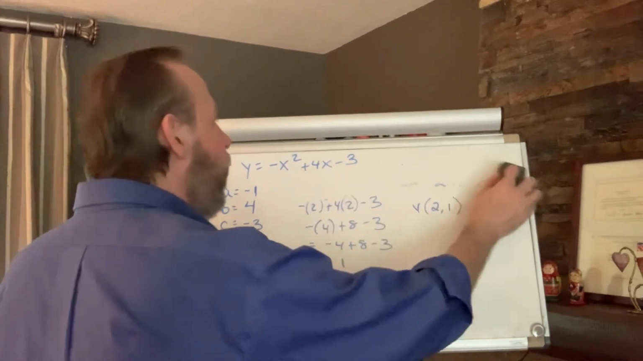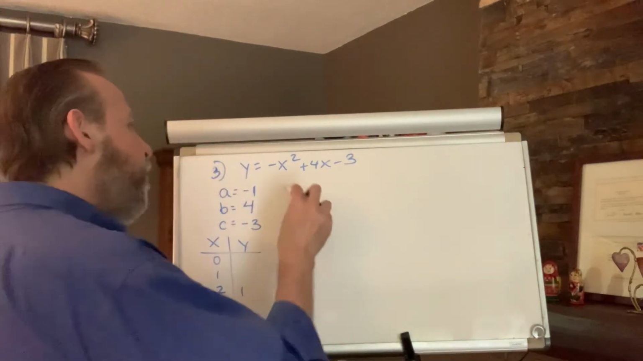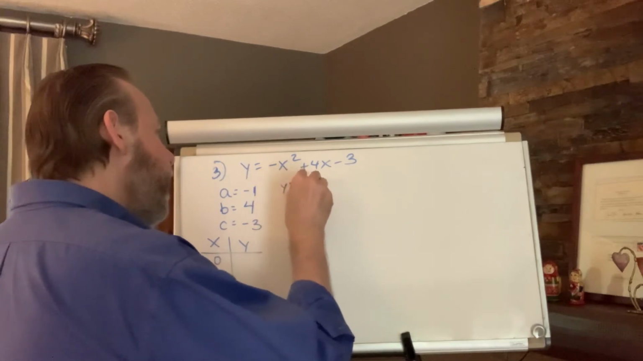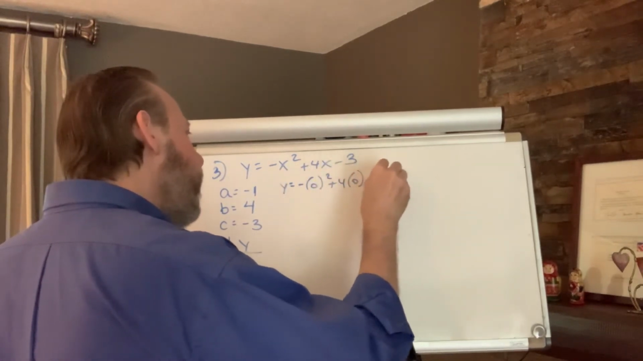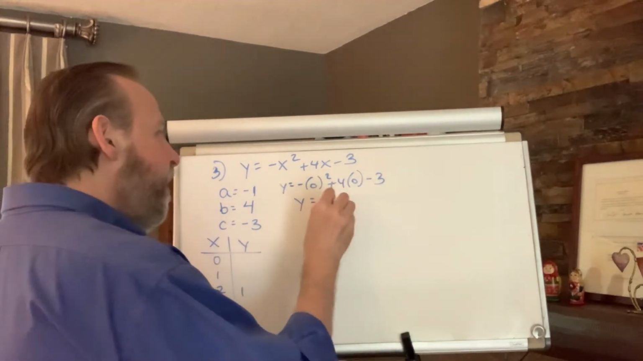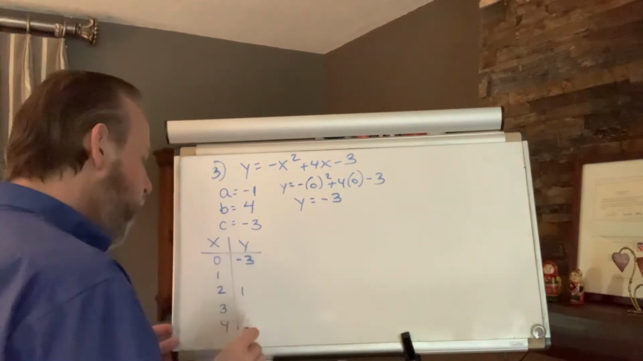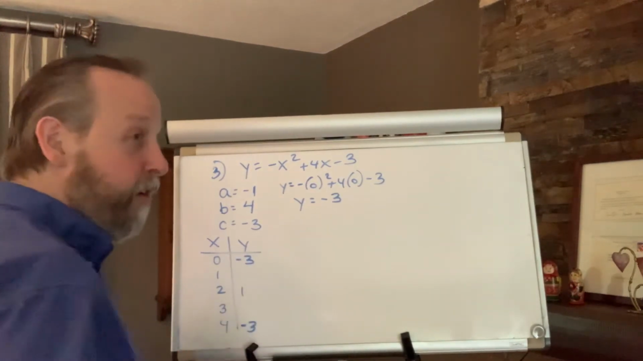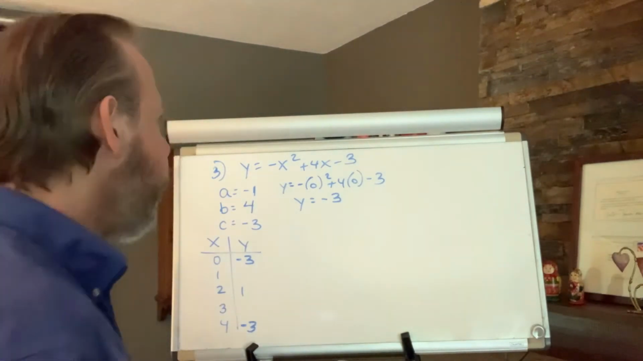Okay, so here we go. Plugging in a 0. Well, I like plugging in 0. 0 is easy to plug in. -0 squared plus 4 times 0 minus 3. I said before, when you plug in a 0, all you're going to be left with is the C value, -3, which also goes down here because it will reflect symmetrically around the vertex.